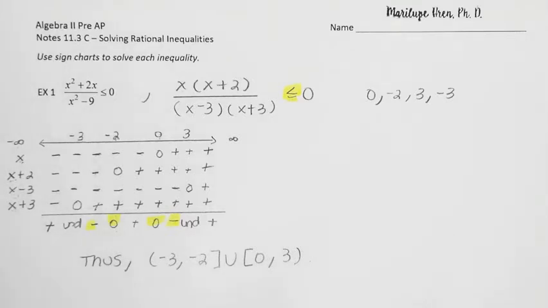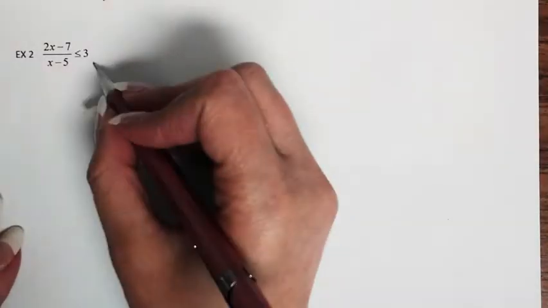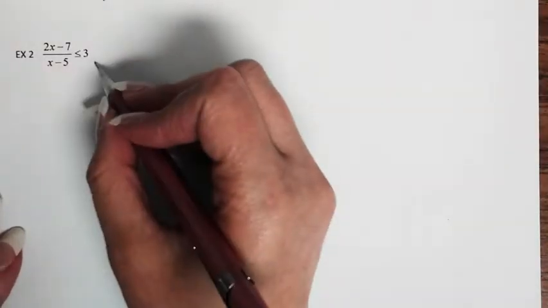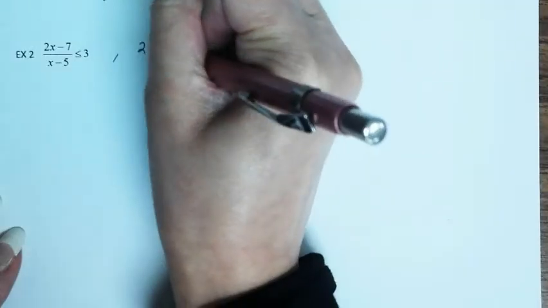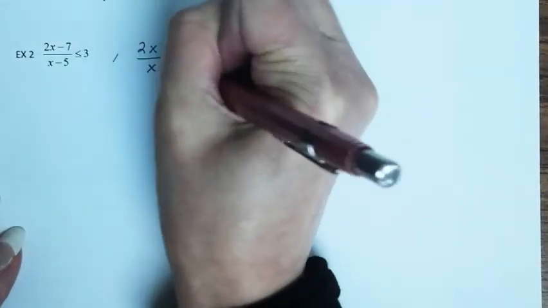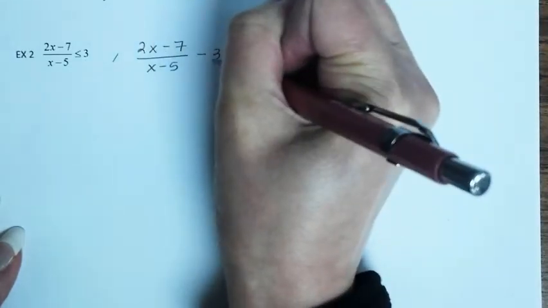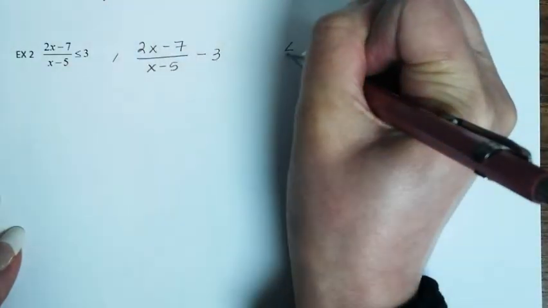So for problem number 2, what we're going to do here, let's look at that one. Okay, so this one clearly is not 0, so what I'm going to do here is first I'm going to take care of that. So you have 2x minus 7 divided by x minus 5, and this is going to be negative 3, and then it's going to be less than 0.